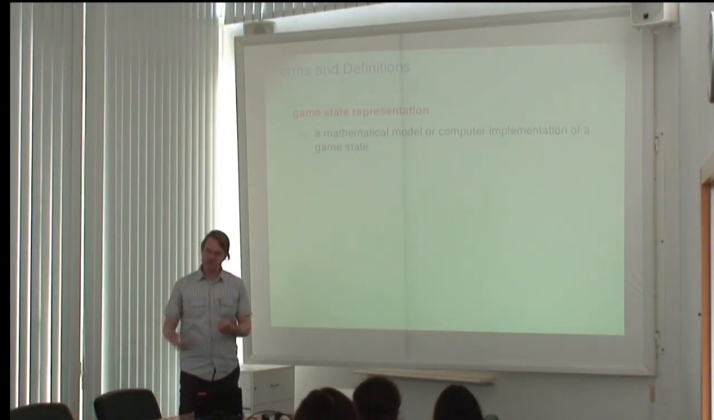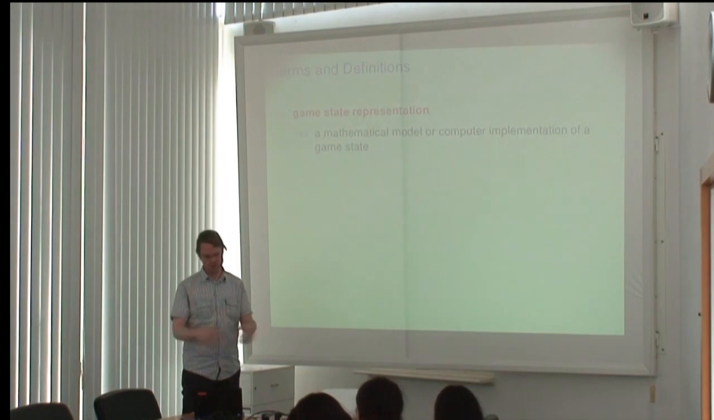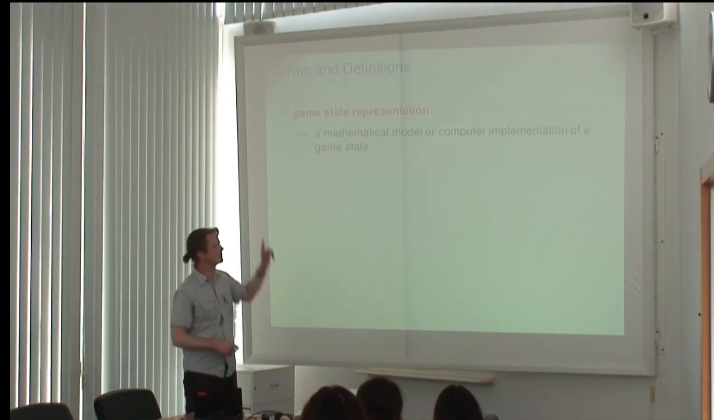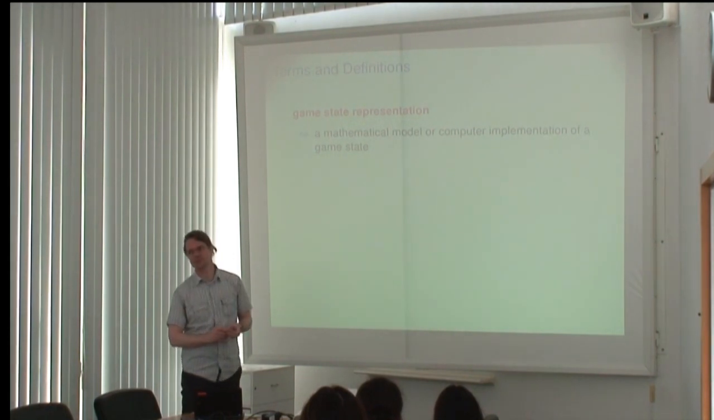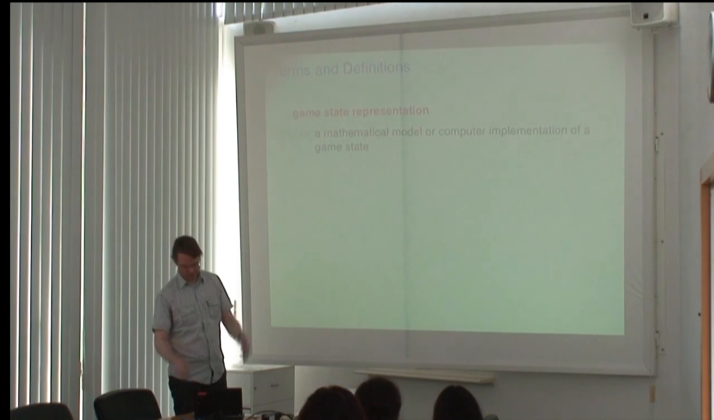Since we are computer scientists and we like to get hands-on experience with games and we like to program them, we have to ask ourselves, okay, that's cool, we have a certain game, we know its rules, so we could probably implement it on a computer. How would we do that? And that leads us to the question of how to represent a game state, or to defining a game state representation. A game state representation is a mathematical model or computer implementation of a game state.